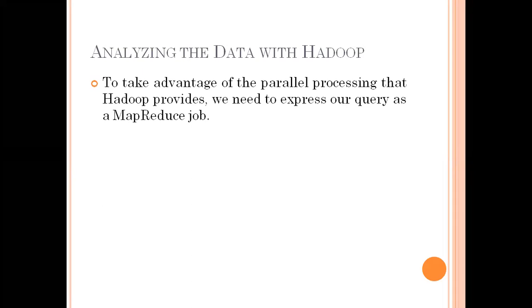So we have data, and that data we can use for different purposes. If one data set is used for different purposes, that is the parallel processing that Hadoop provides. We need to express our queries as a MapReduce job. So now it is a task, with a job tracker and a task tracker.